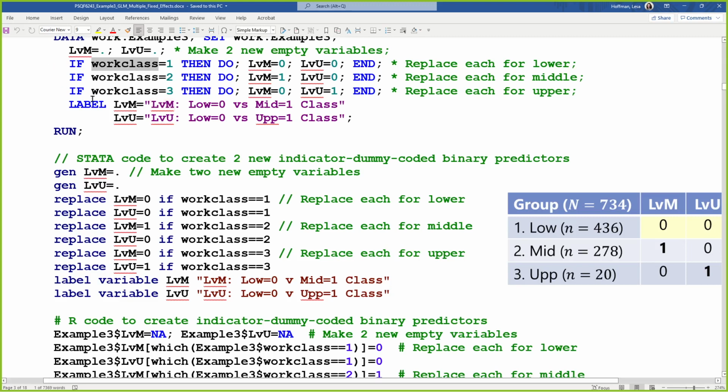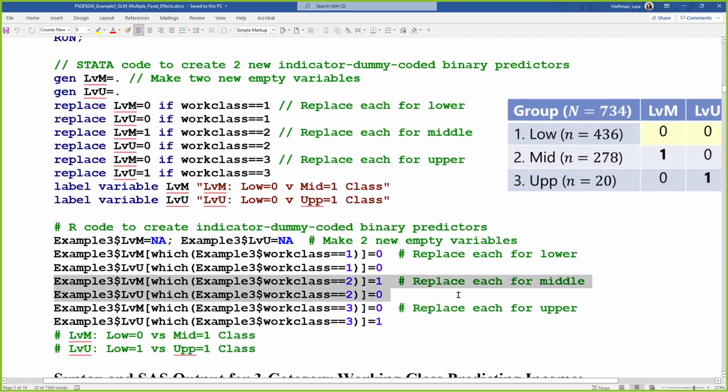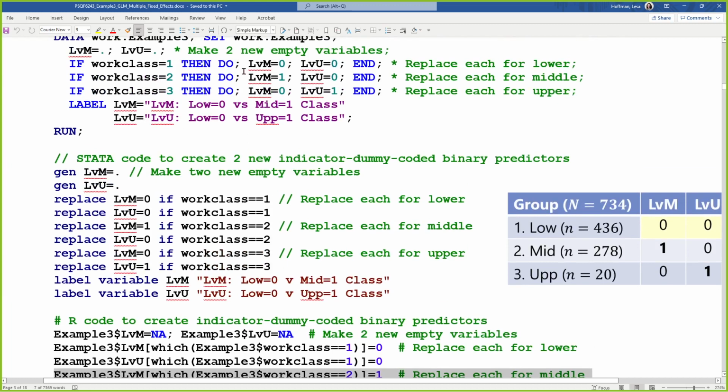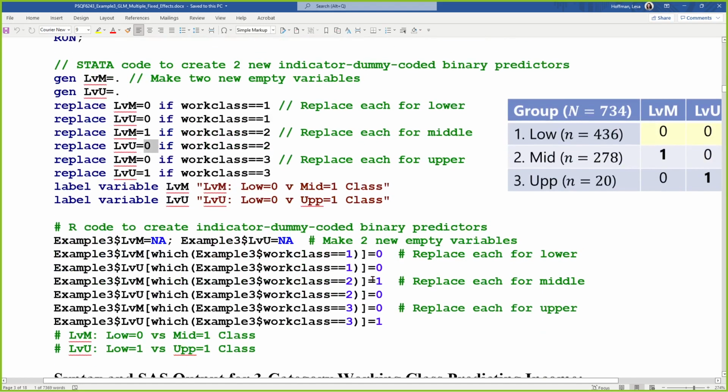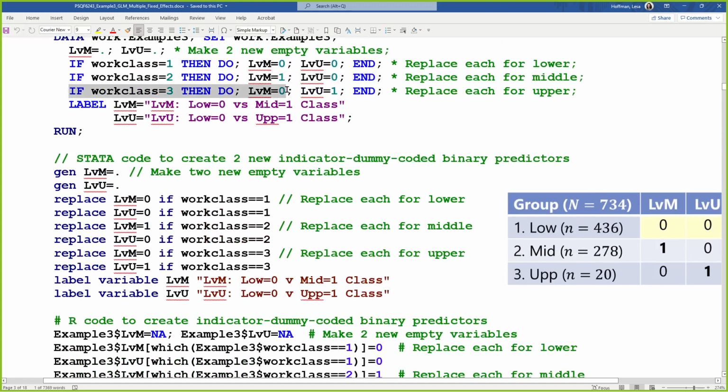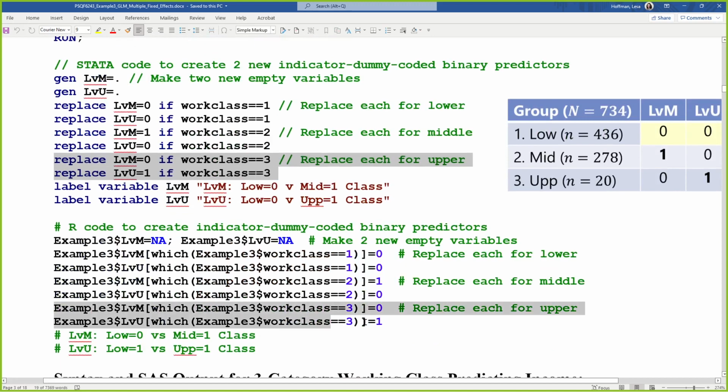Okay. So then second group, if work class equals 2, right here, and I'm going to get off the page for R, but the 2 right there are for that one. So if I'm talking about work class equals 2, the first variable takes a 1, and the second variable stays at 0. So that happens 1, 0 here, 1, 0 in Stata, and then 1, 0 in R. And then last but not least, if work class equals 3, then the second variable takes a 1 instead, and that happens there in SAS, that happens there in Stata, and it happens down here in R.